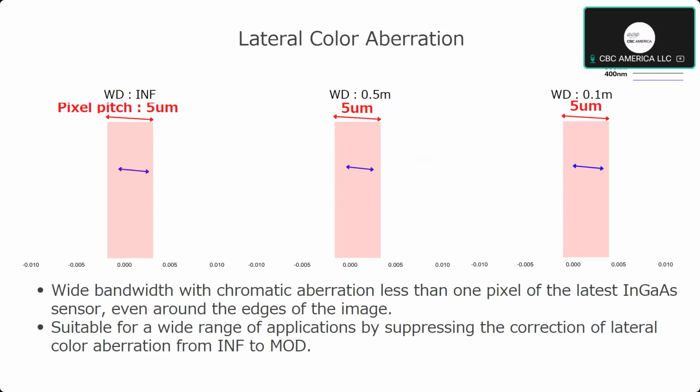This allows the lens to control chromatic aberration from infinity to close range, making it suitable for a wide range of applications. It has been highly praised for its use in food and semiconductor inspections at close range and industrial drones at long range.